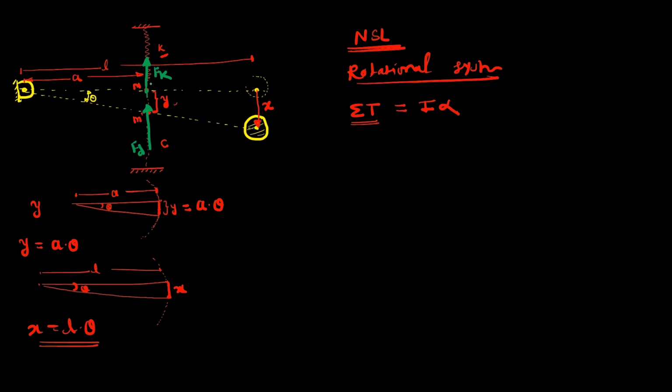FD, the damping force, has the general equation C into y dot, as y is the displacement for that damper, so y dot is velocity. Damping force is proportional to the velocity. We will write this in terms of theta. Since y is a theta, y dot is a into theta dot. So this is FD. Then the spring force Fk is equal to k into deformation y, and y is equal to a theta. So we have k a theta. This is the Fk force.